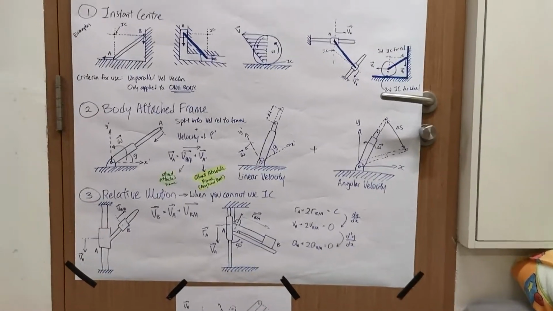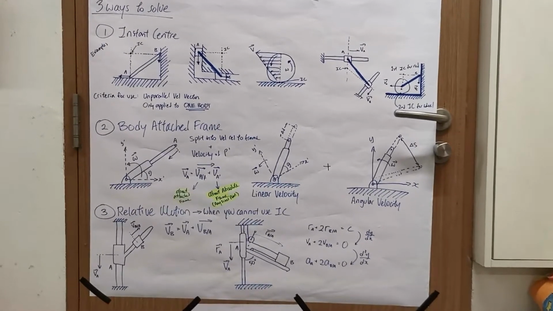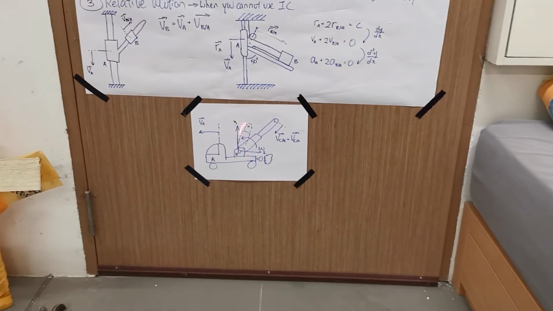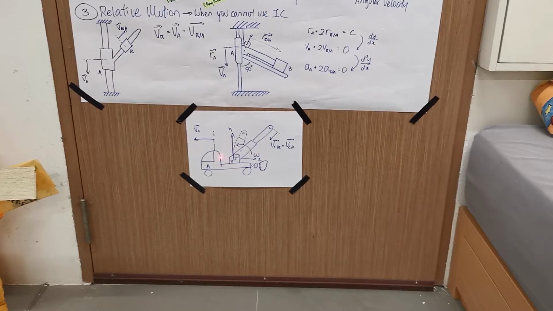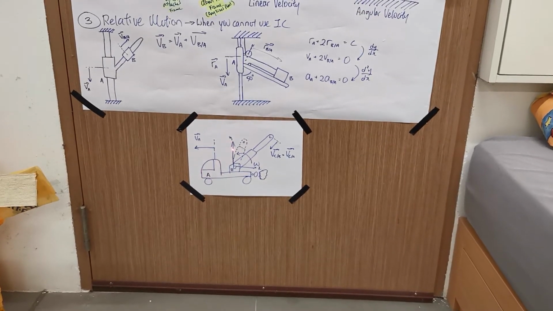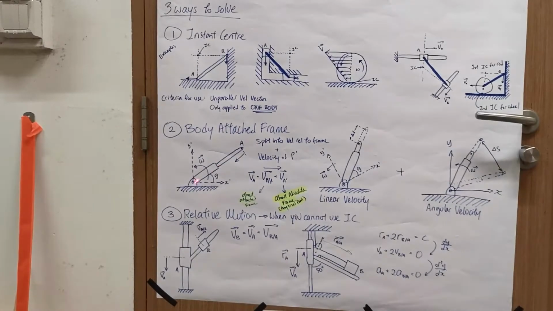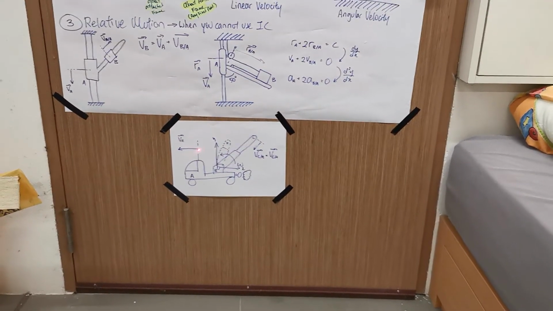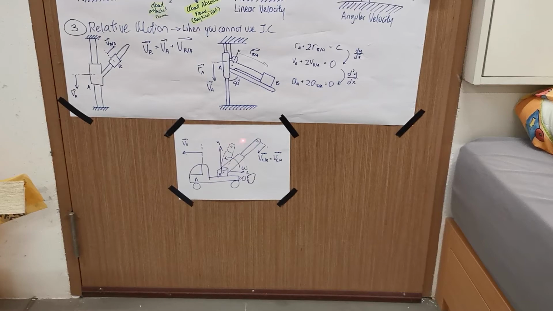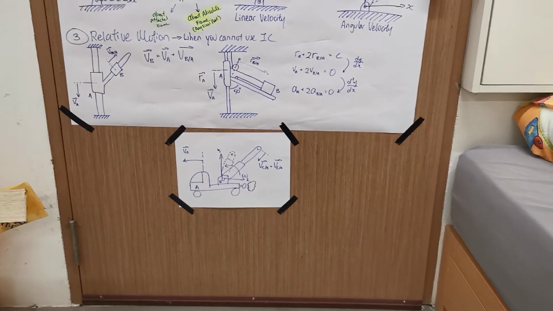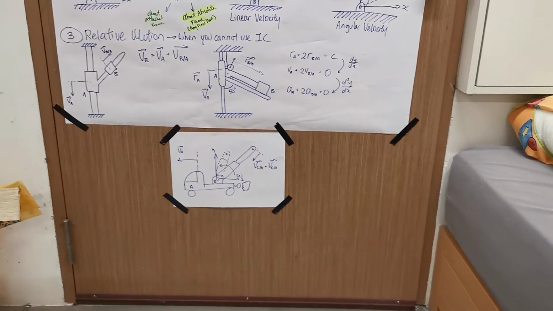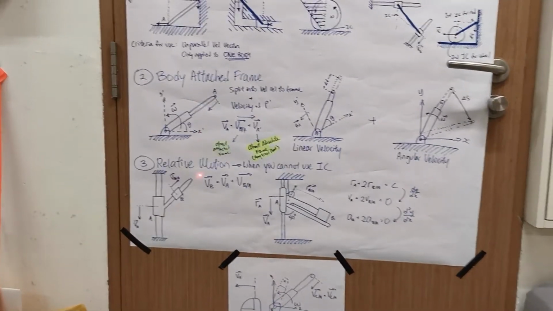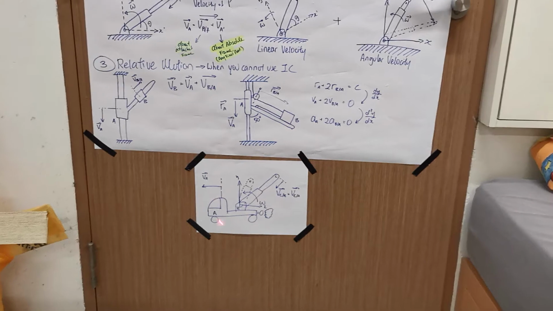So quite simple. What exam question you can expect to find is something like this. You see, this is a combination: there's a lorry, and this part is similar to the body attached frame. I just took this and slapped it onto a lorry. So this lorry is moving, and this thing rotates and contracts also. So what does it mean? When you solve this question, it's similar to solving this, just that now you need to add the relative motion of the lorry.